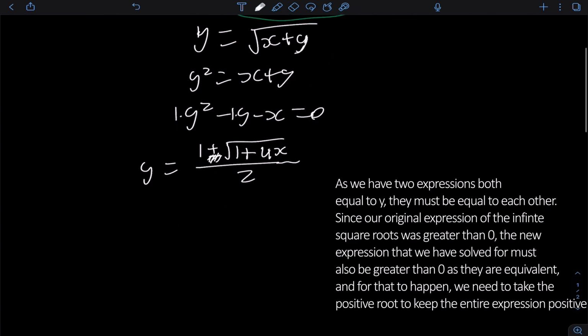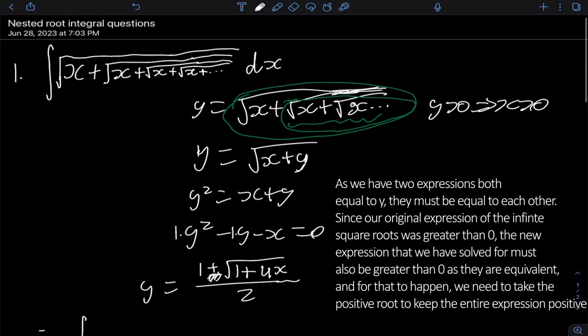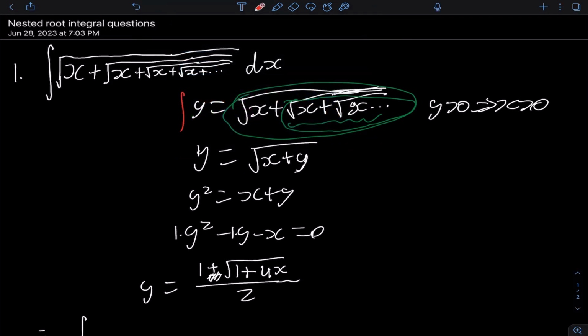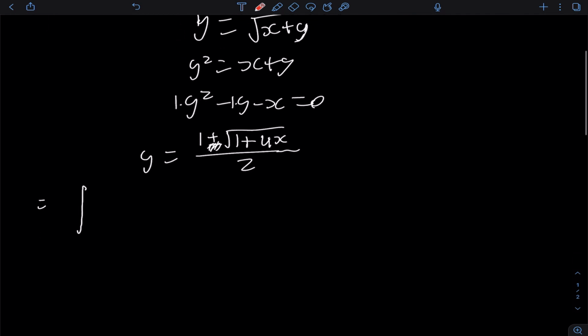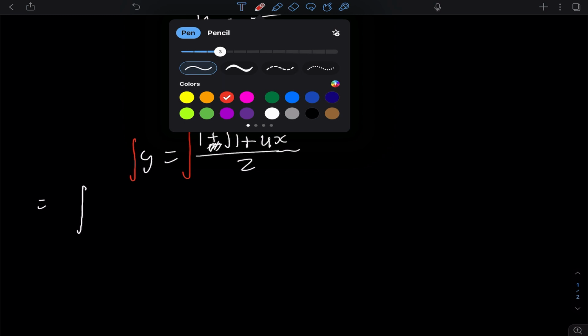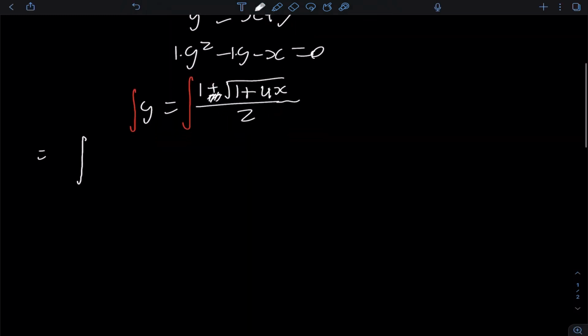And now what we're really integrating is just this function of y, because originally we were integrating this and integrating this. Now we're doing the exact same thing. We integrate y, so we integrate this, because we have just found an equivalent expression in terms of x in terms of y. So we're integrating 1 plus, and then everything over 2, so we can take that 1/2 constant out. We're integrating 1 plus the square root of 1 plus 4x.